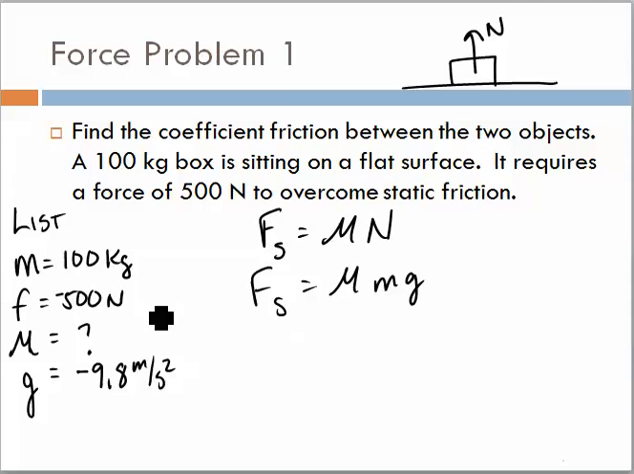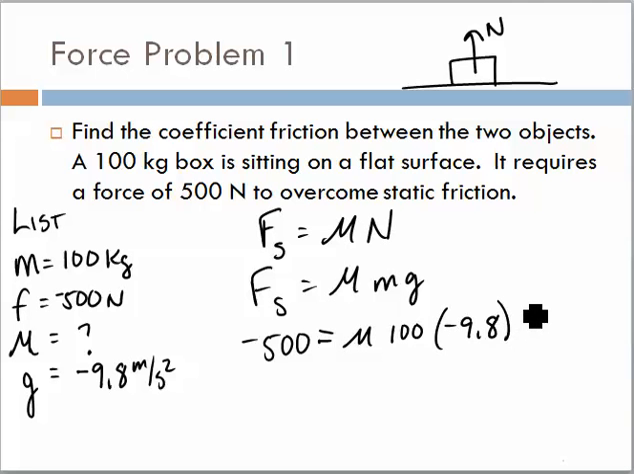So let's start to plug the things in. I know that the force is going to be negative 500 newtons. Mu I do not know. The mass is 100 kilograms, and gravity is negative 9.8. So in this case, mu turns out to be 0.51, and that's good because we typically are going to get a mu of less than 1.